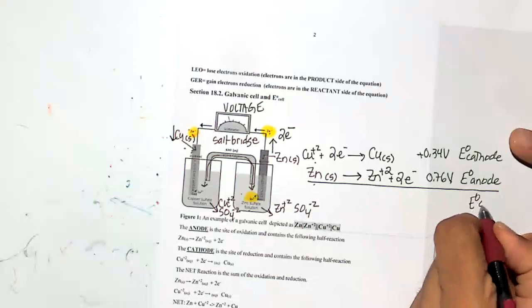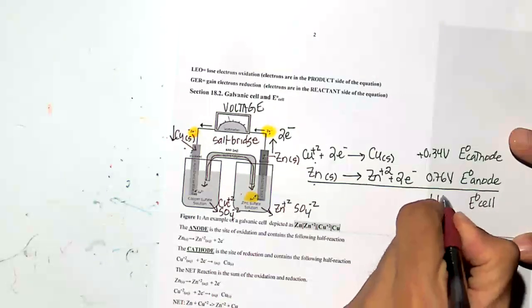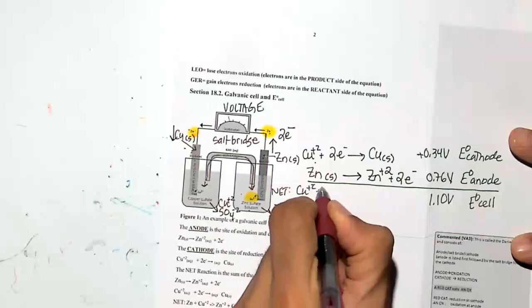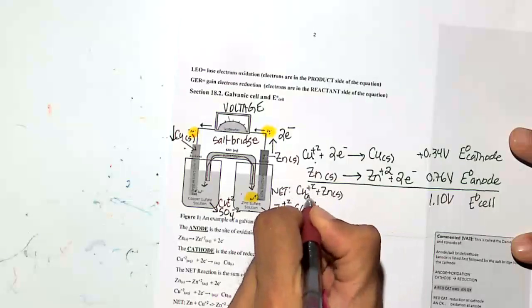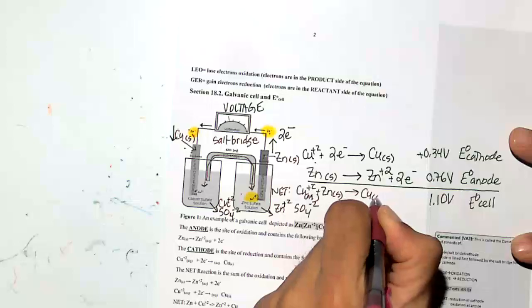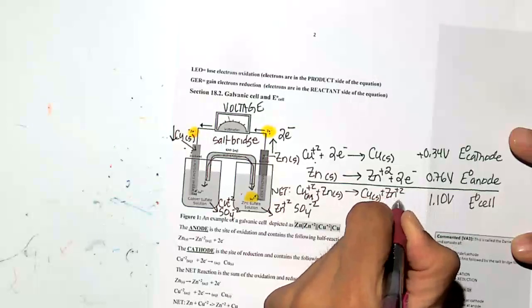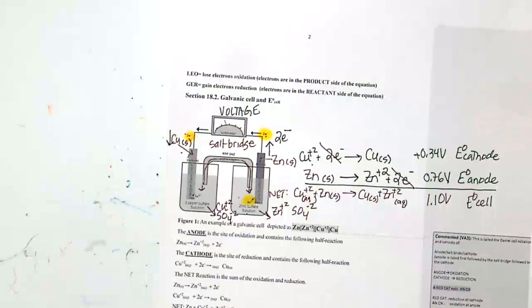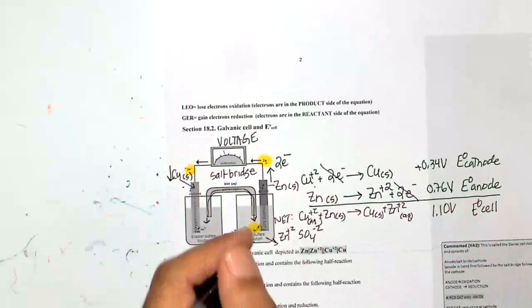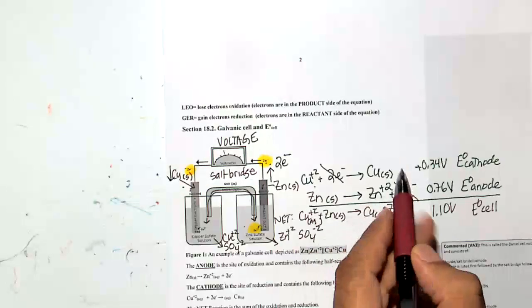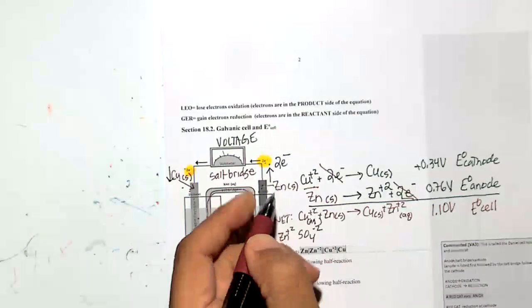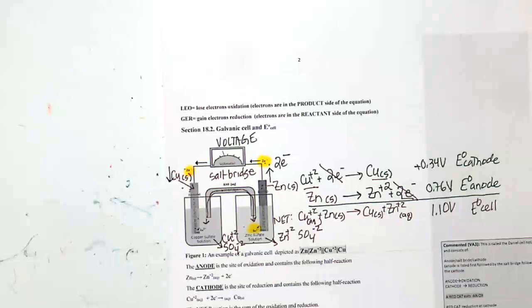So we get E cell here is 1.10 volts, and our net reaction is Cu plus 2 plus zinc solid goes to copper solid plus Zn plus 2. We always cancel out our electrons. 2 electrons cancels out with 2 electrons. This is a 2 electron transfer reaction. So you see what's happening here. The 2 electrons are leaving the zinc, and they're going to the copper plus 2, and that's giving you copper solid.